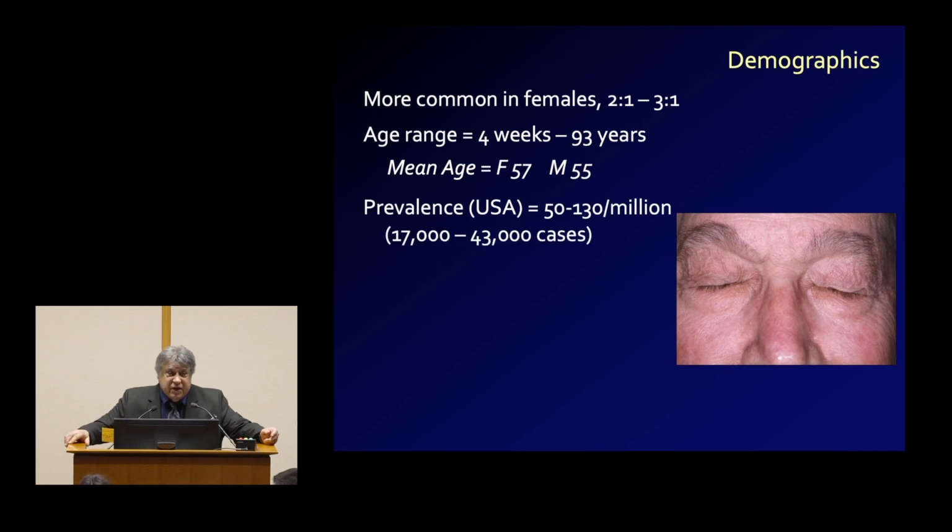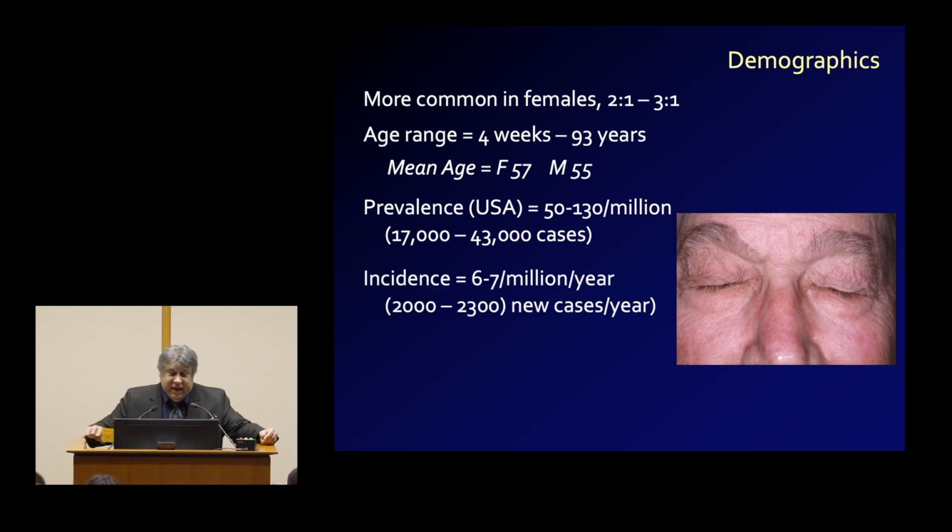The prevalence in the United States, that is how many cases we have right now, according to the literature, somewhere between 50 and 130 cases for every million people in the country. So that's somewhere between 17 and 43,000 cases that we have in the United States. The incidence, how many new cases are diagnosed every year? Between 6 and 7 for every million people in the country. So that's up to 2,300 new cases diagnosed every year.